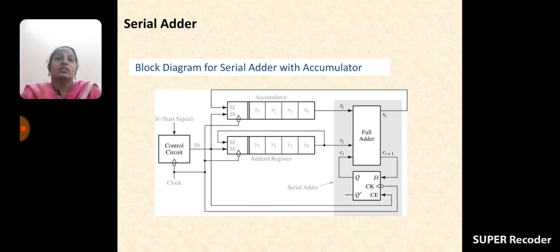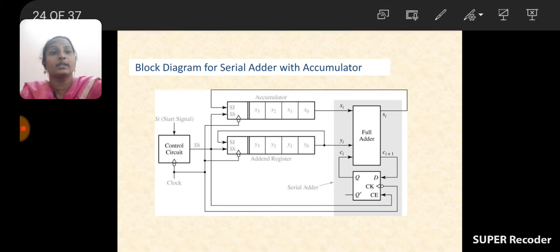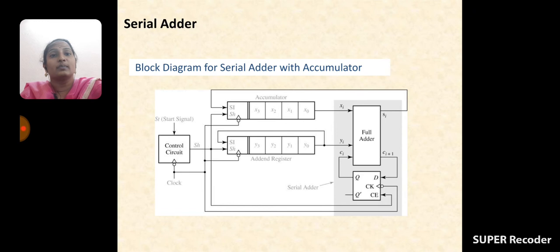Now the next topic is the serial adder. The name itself indicates serial. The binary bits will be added serially. In a serial adder, multiple binary bits or nibbles will be added serially, bit by bit or nibble by nibble. Here the bits will be added serially one by one.